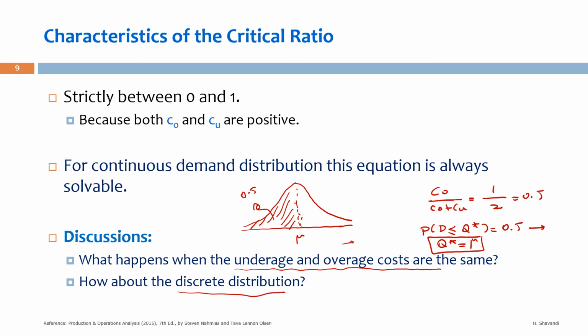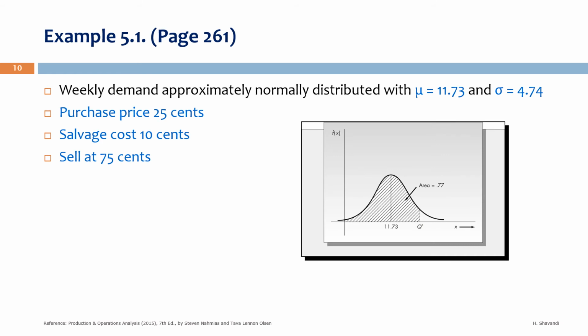Okay, let's have an example here. Here we have a product whose weekly demand is normally distributed with mu of 11.73 and a standard deviation of 4.74. Okay, and we assume that we have a single period, so it's somehow a fashion good or a food or perishable good, and so on. So we are assuming the newsvendor model here.